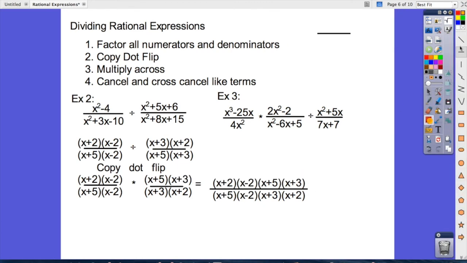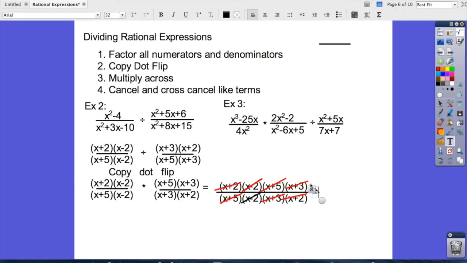Now when we cross cancel, we're looking for the same thing. So here we have x minus 2, x minus 2. We have x plus 5 down here, and x plus 5 up there, x plus 2 up here, x plus 2 down here, x plus 3, x plus 3. So notice we didn't do a lot of actual multiplication, we just factored a lot of things and canceled things out. So because everything's canceled out, your answer is just 1.